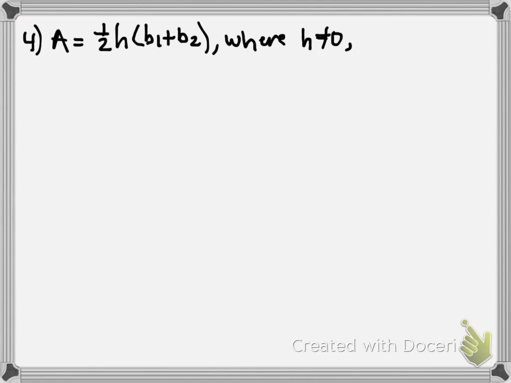Okay, so we've got A equals 1/2 h times the quantity b1 plus b2. Anybody recognize that's actually a formula? It's the area of a trapezoid. Okay. So this one again, we're going to get a stipulation where h cannot equal 0, and then it says solve for b sub 1.